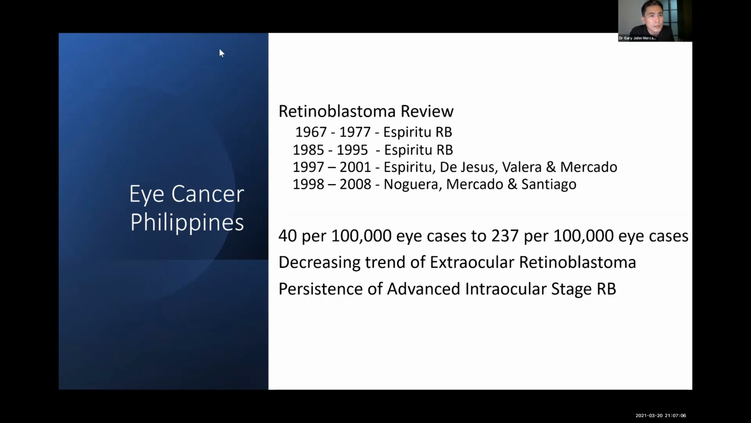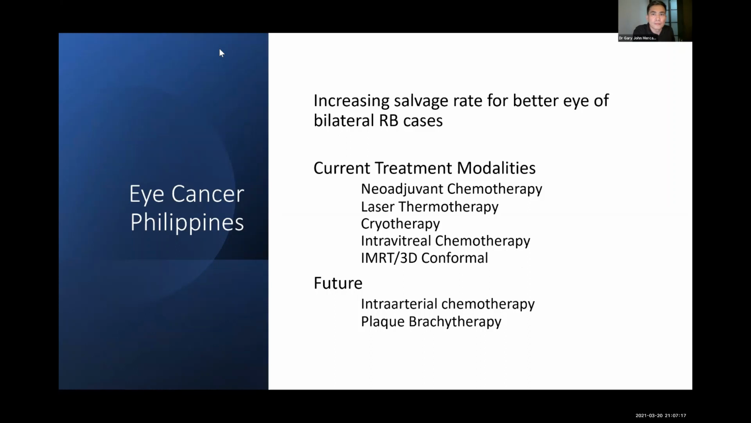However, we still see the intraocular stage to be at an advanced stage, similar to what Malaysia is reporting. However, we are increasing our salvage rate of the better eye with bilateral retinoblastoma cases. At present, our modalities include neoadjuvant chemotherapy, laser thermotherapy, cryotherapy, intravitreal chemotherapy, and of course, IMRT. We are still trying to incorporate intraarterial chemotherapy, and I've been looking for brachytherapy to be here in the Philippines since 1997, and we've had very little chances so far, and I'm hoping this talk will help it progress.